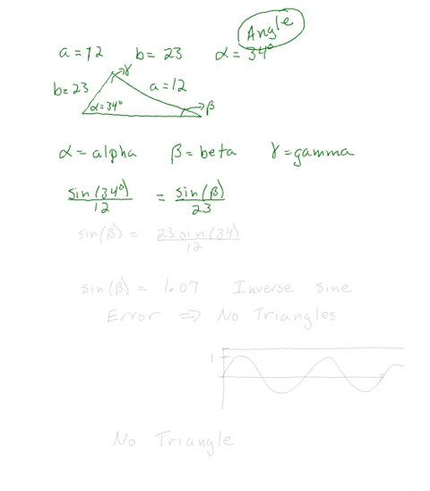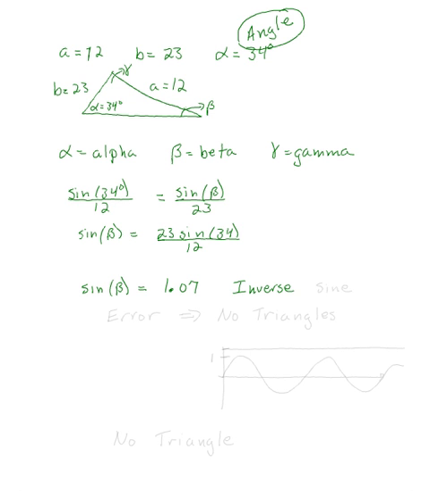Okay, so when I go to solve this, I find the sine of beta equals 23 times the sine of 34 divided by 12. And I get the sine of beta equals 1.07. Now, I go to my calculator and use the inverse sine button, and that fact right there, again, is the thing that makes this problem the ambiguous case.